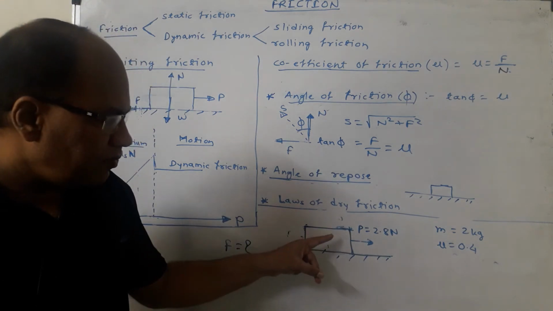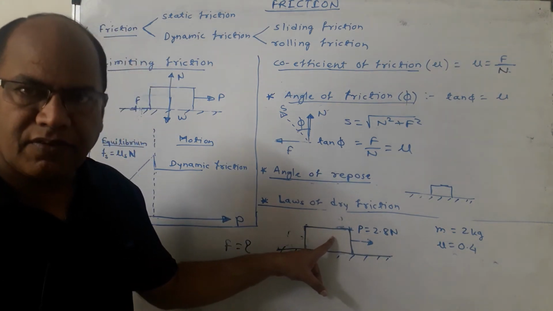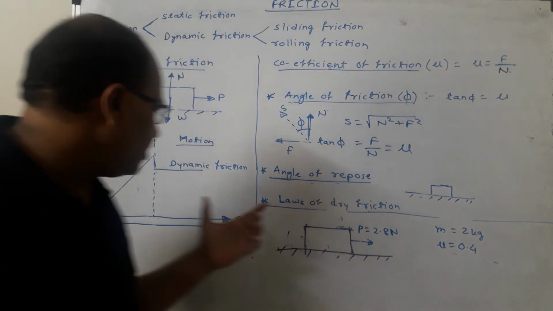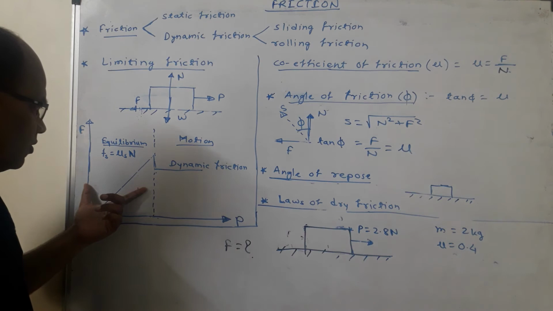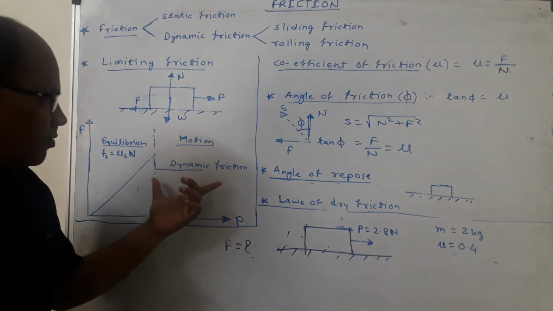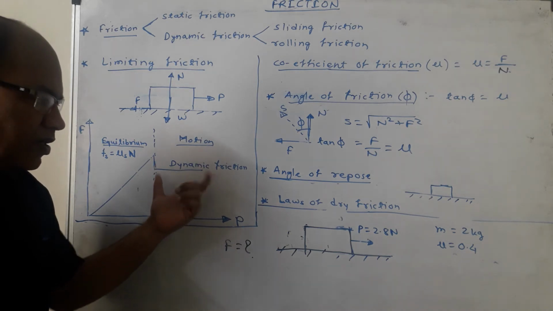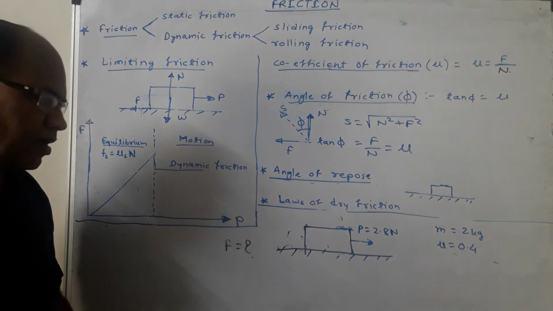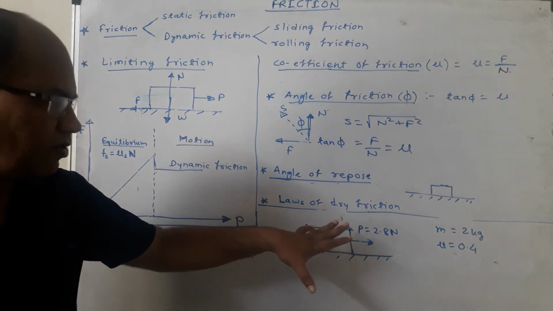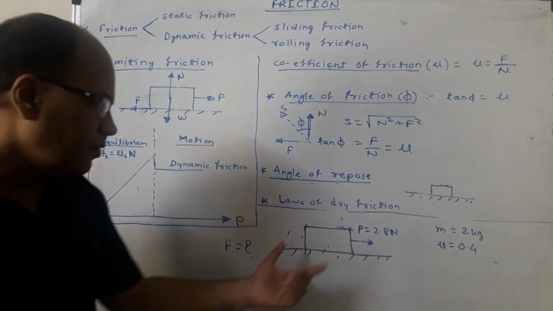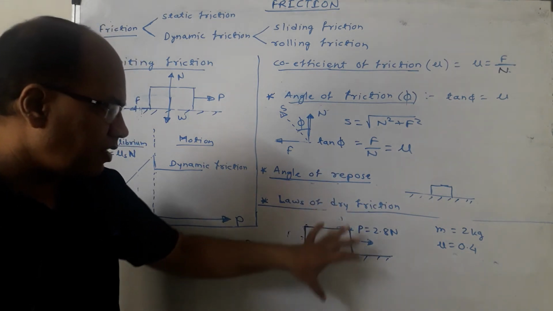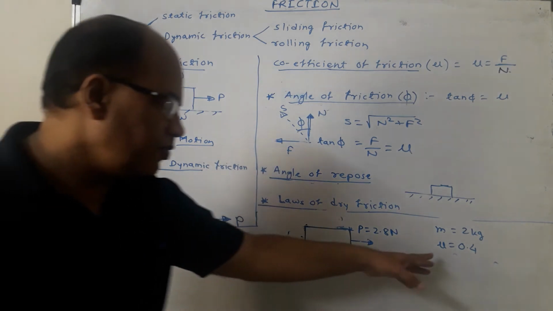Now in order to get the frictional force over here, we should know in which stage the body is, whether it is in this zone, that is the equilibrium zone, or whether it is in this part, that is, motion of the body is taking place or not. And for that they should clearly mention the state of this body. Let us consider that the body is in equilibrium, and mu is equal to 0.4.